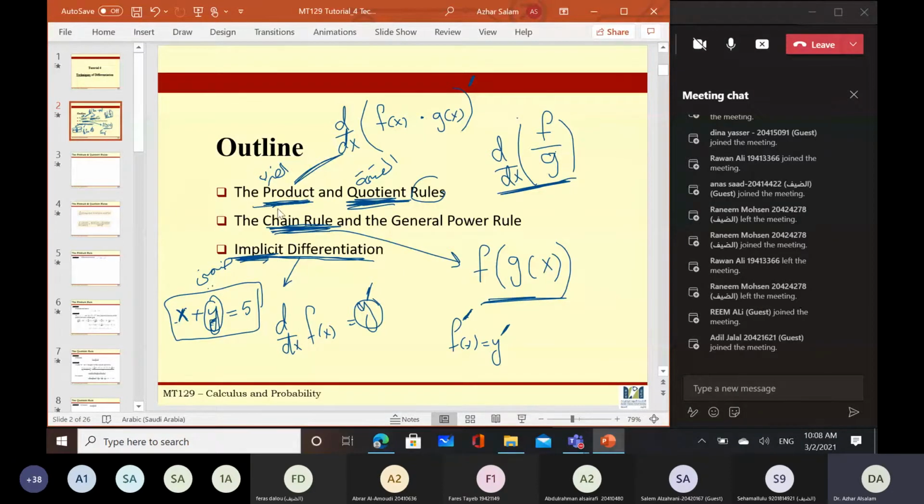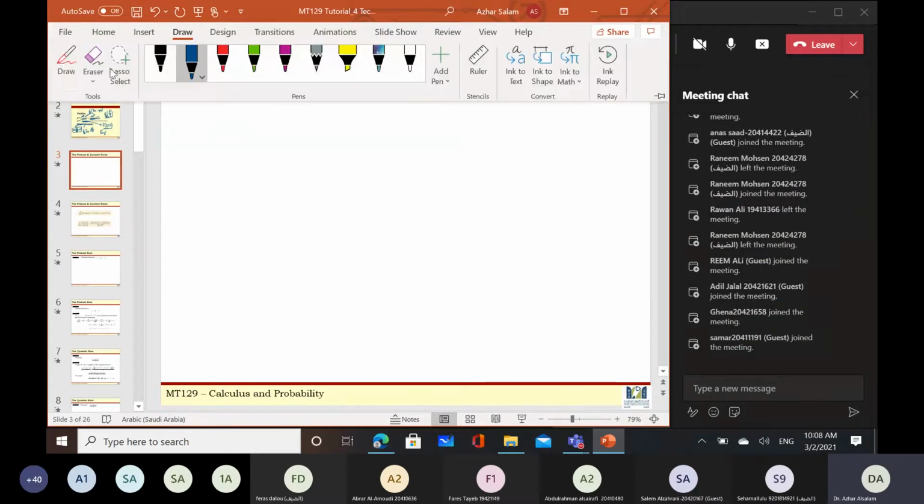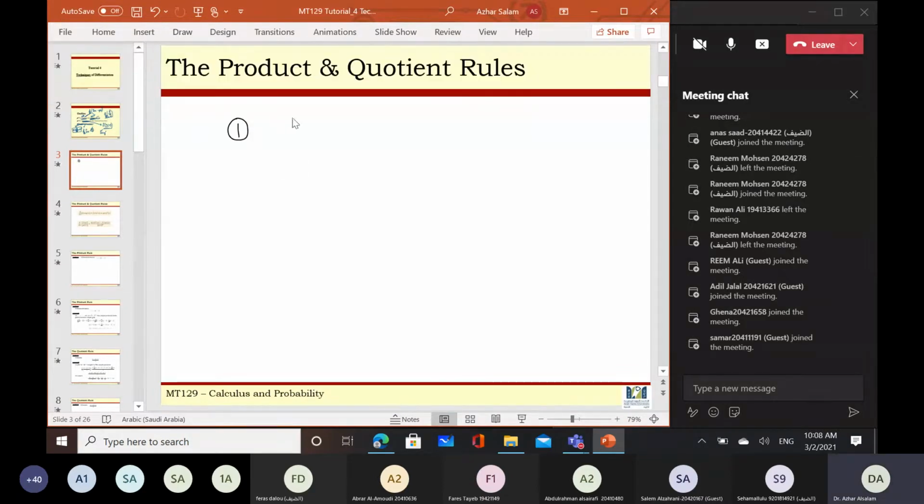Okay, so I have here 3 topics that I will cover in this tutorial. I will begin with the product and quotient rules. The first one is the product rule. Okay, if I have 2 functions, let's say f of x and g of x, and they are multiplied together like this, f multiplied by g. I can write them next to each other like this, or I can put a dot between them. That means that they are multiplied together, okay?